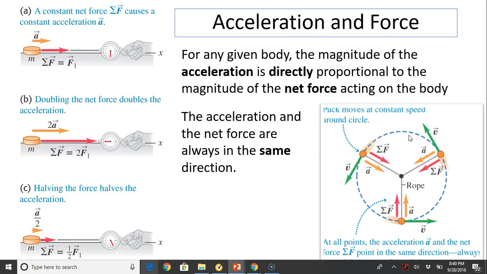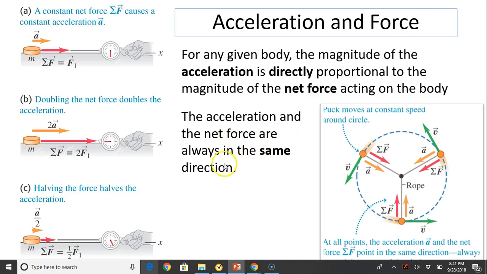Now let's see the relationship between acceleration and force. Let's look at the pictures. A constant net force causes a constant acceleration. So force causes acceleration. If you double the force, acceleration also doubles. If you halve the force, acceleration also halves. For any given body, the magnitude of acceleration is directly proportional to the magnitude of net force acting on the body. So acceleration and net force are directly related.